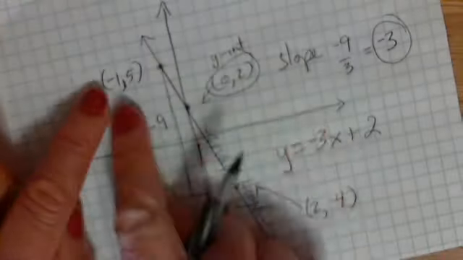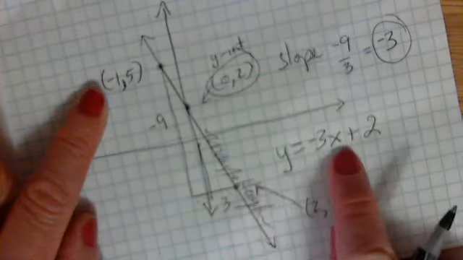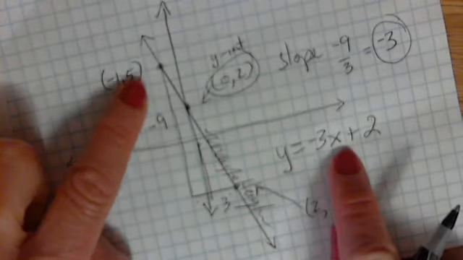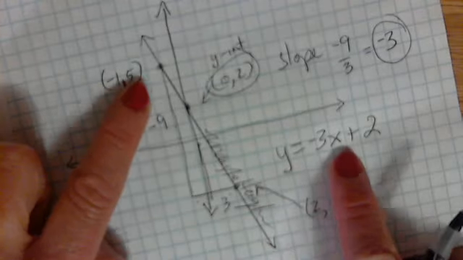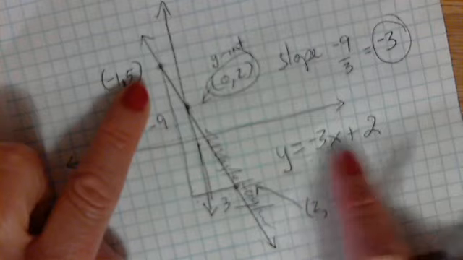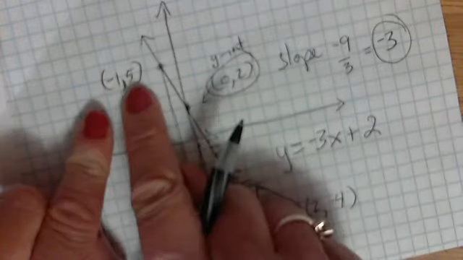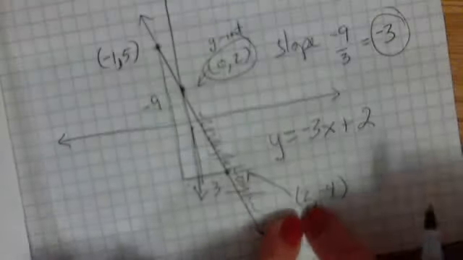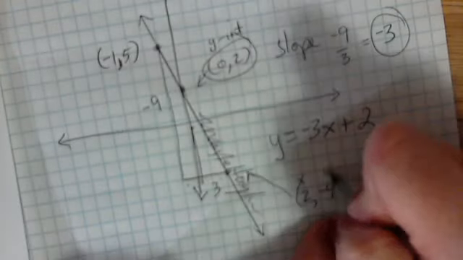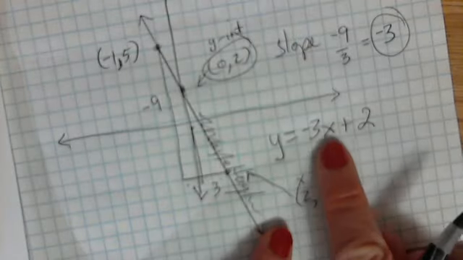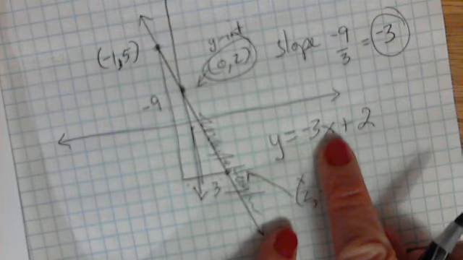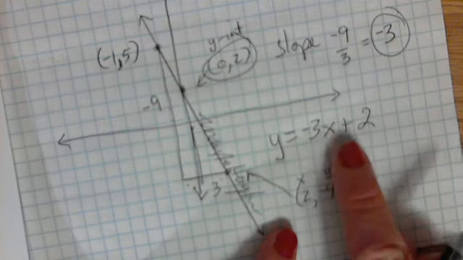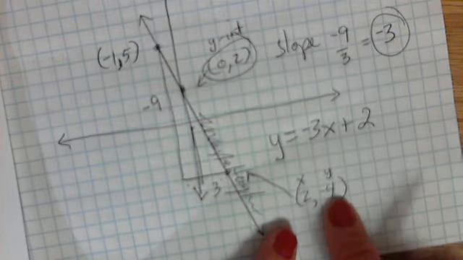So if I put -1 in for x, do I get 5 back out? -1 times -3 is +3, plus 2 is indeed 5. Alright, checks out with that point. Let's check the other one. If I put a 2 in for x, will I get a -4 out for y? So putting a 2 here for x, 2 times -3 is -6, plus 2 is indeed -4.